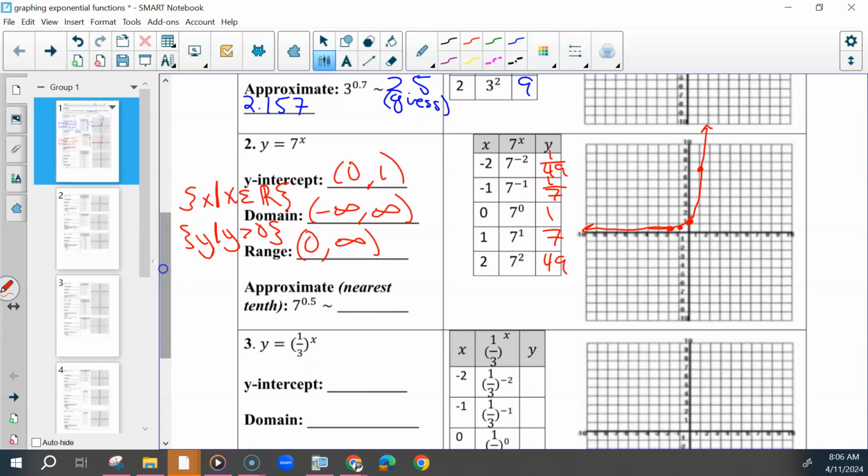If I had to approximate 7 to the 0.5 from the graph or table, what do we think that would be? 2.2. Did you actually find that? Okay. So before we find that in the calculator, let's look at the graph. Still guess. 2.64. Okay. But it was exactly 2.64.